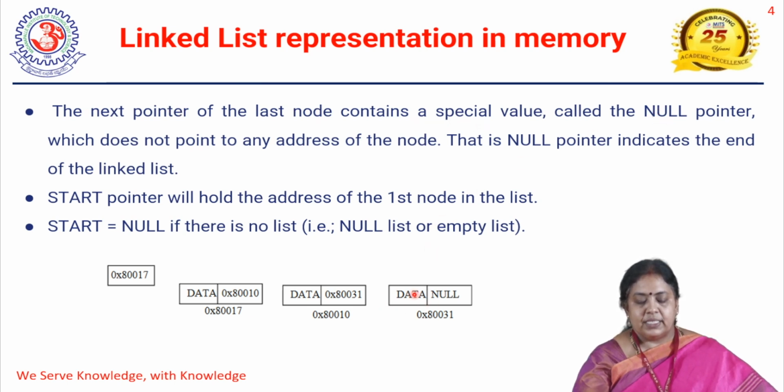Null pointer means it is the last node, and the start pointer will hold the address of the first node in the list. If start equals null, then it means there will be no list. Obviously, we can say if it does not contain any address, it contains the value null, that means there will be no elements in the list. That is an empty list.